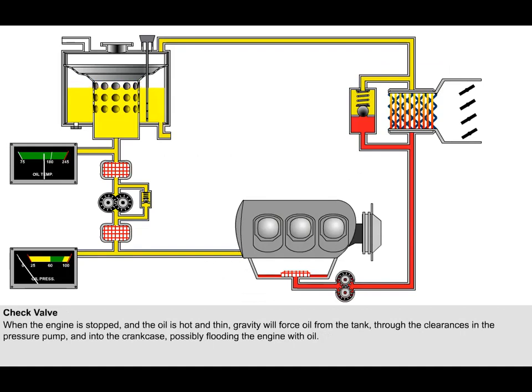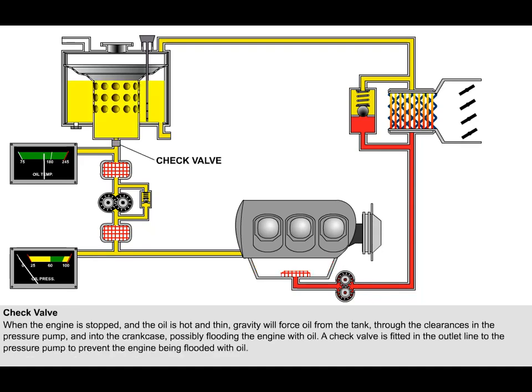The oil tank will usually be fitted at a higher level than the pressure pump to provide a gravity feed. When, after an engine run, the engine is stopped and the oil is hot and thin, the force of gravity will generate sufficient pressure in the pressure pump feed line to force the oil through the clearances in the pressure pump. This would result in the oil tank draining into the crankcase, and as a consequence the engine may be flooded with oil. This sometimes is referred to as over-oiling.